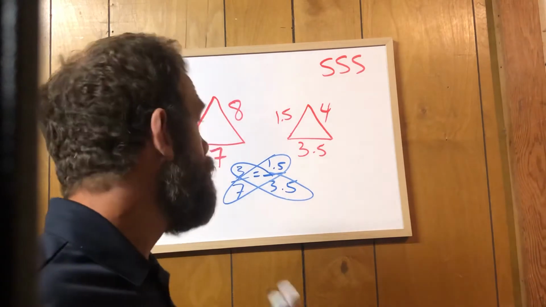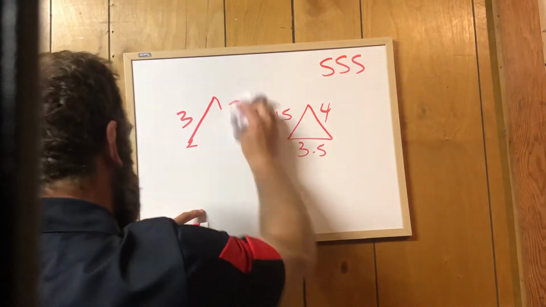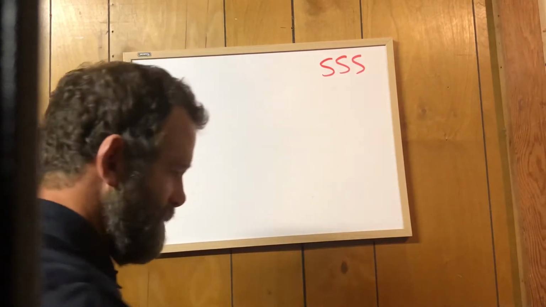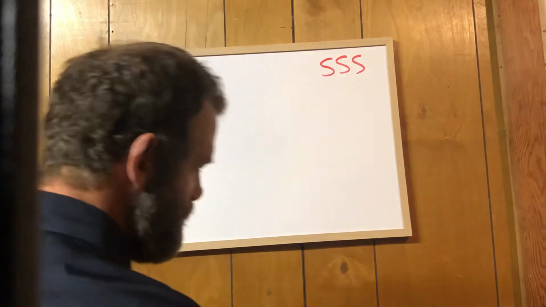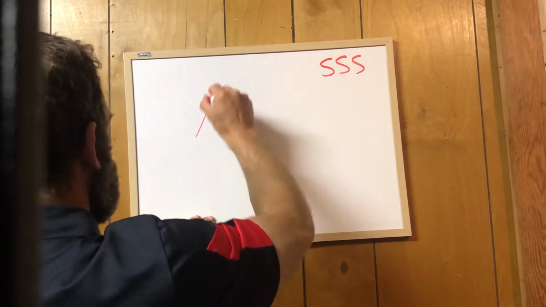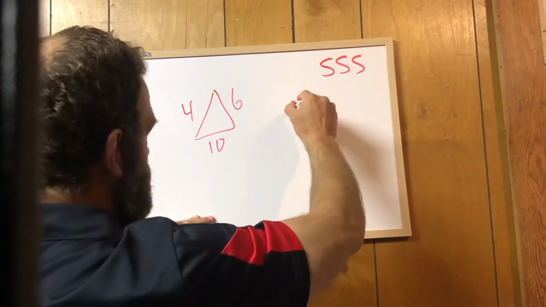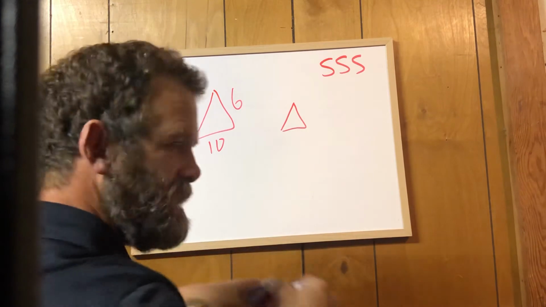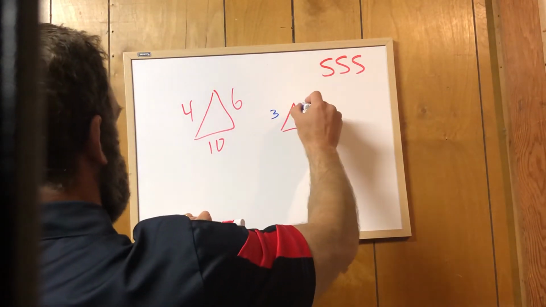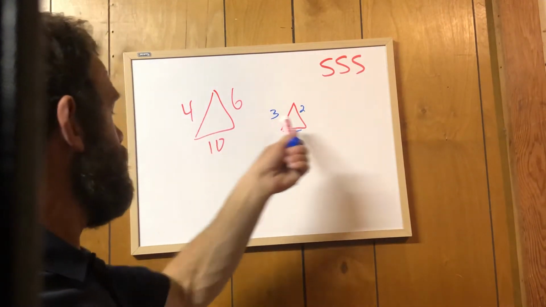Okay, now with that, I talked to you about something called a scale factor. So let's take the example that I give you in the book, or in the notes. I give you a triangle, 4, 6, and 10, and then I give you a little tiny one, and I say the sides on this one are 3, 2, and 5. And then the question is, are these two similar?